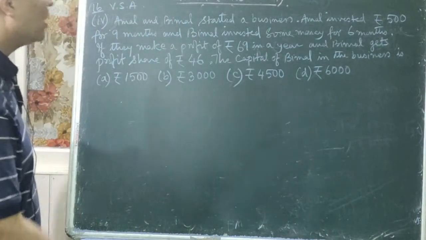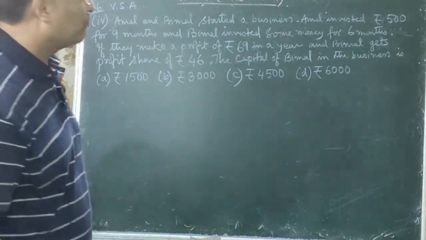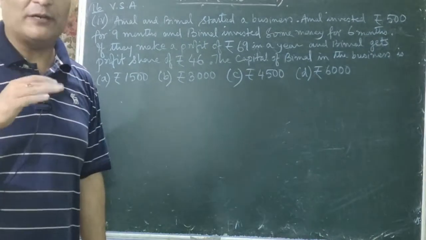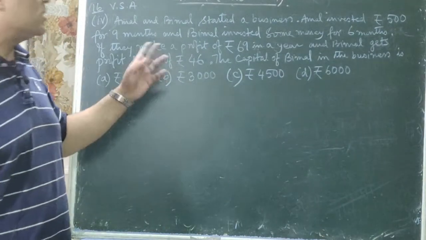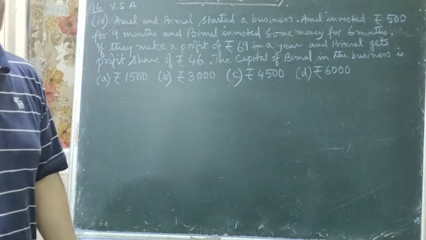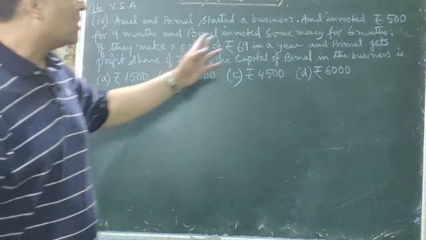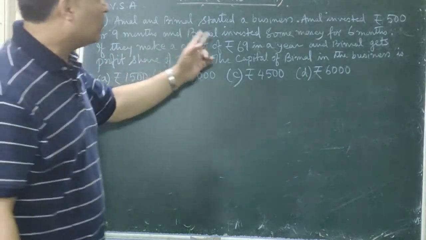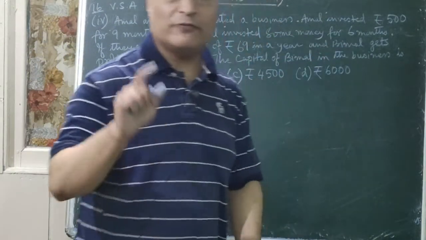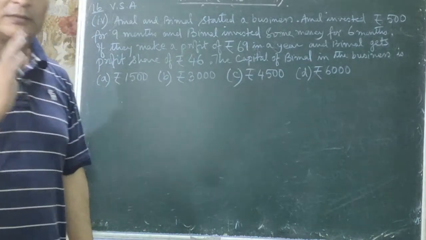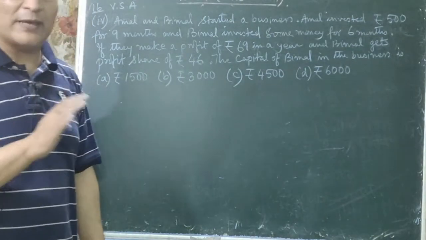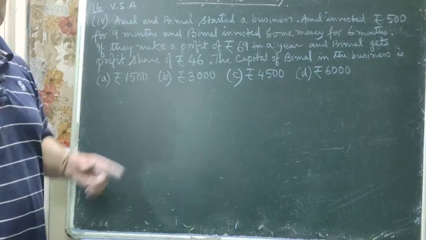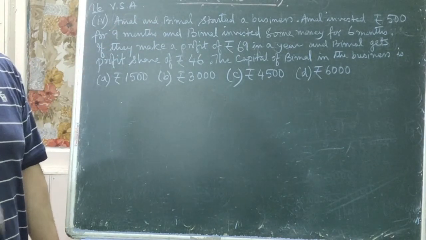Okay. So here, the investment of money is kept for different time periods. So this is the problem which is based on compound partnership business. Because the money Amal invested is kept for only 9 months, and the money Bimal invested is kept only for 6 months. That is, the investment of money is kept for different time periods. So this problem is based on compound partnership business. You know that, isn't it?